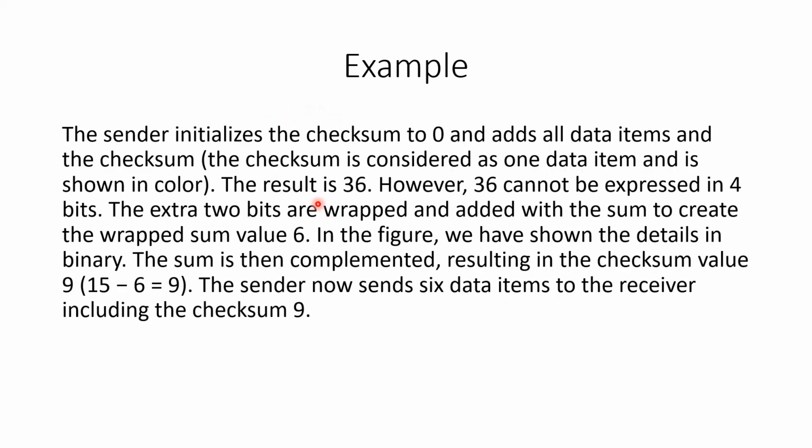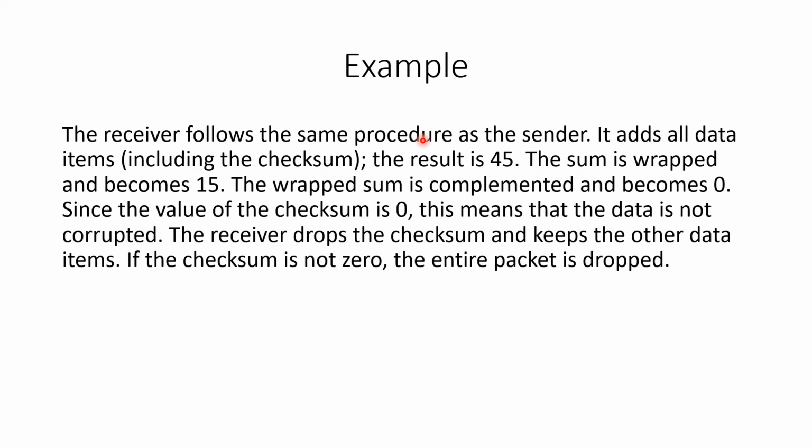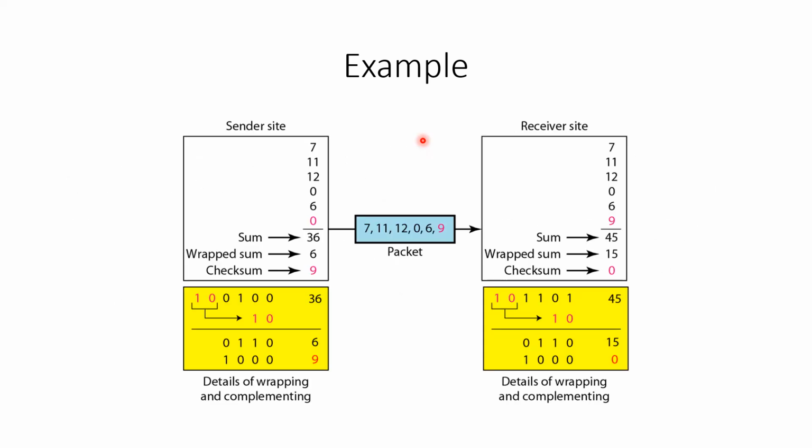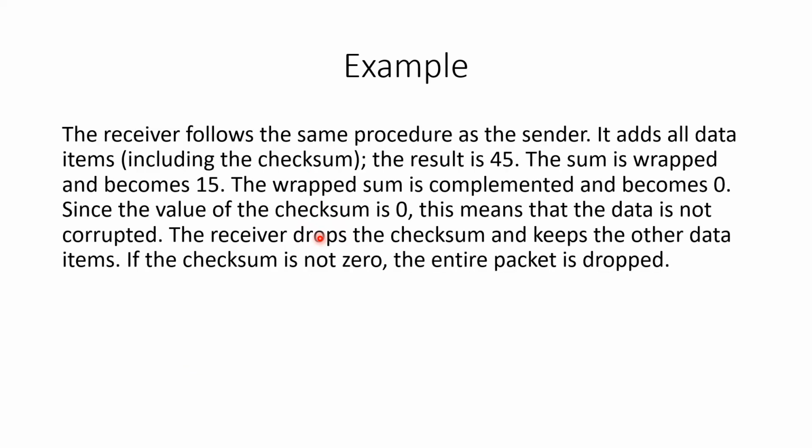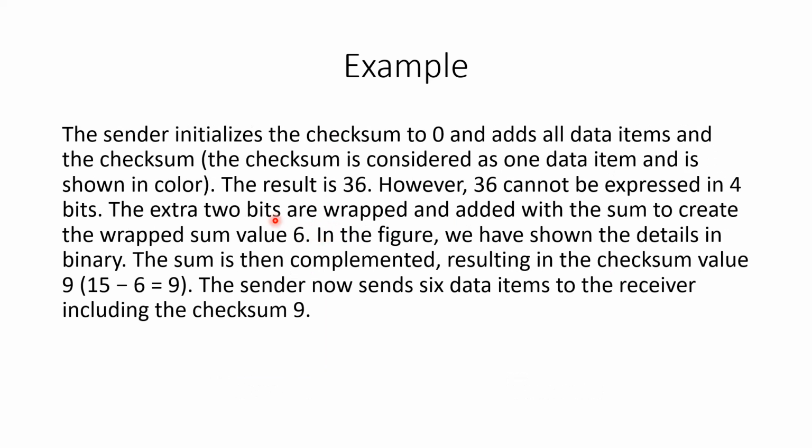The sender initializes the checksum to 0 and adds all the data items and the checksum value. So all the data items have been added, and initially the checksum is 0. The sum here is 36. However, what we have to do is convert the 36 to a 4-bit representation.